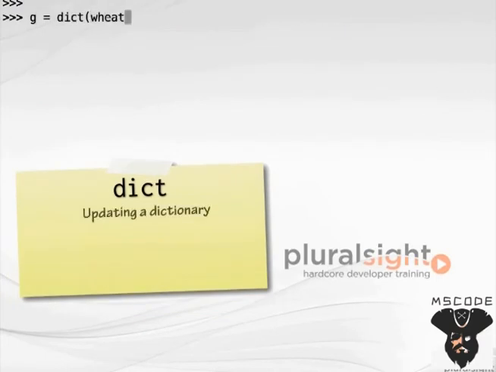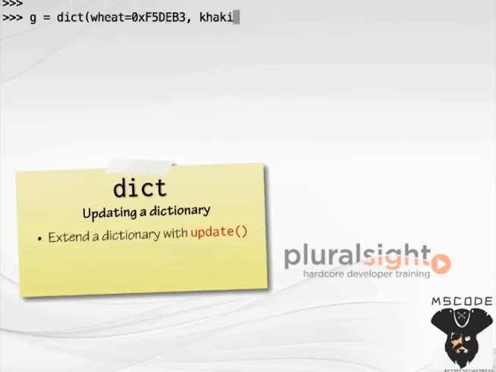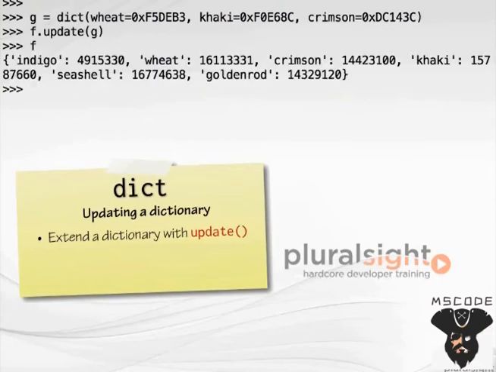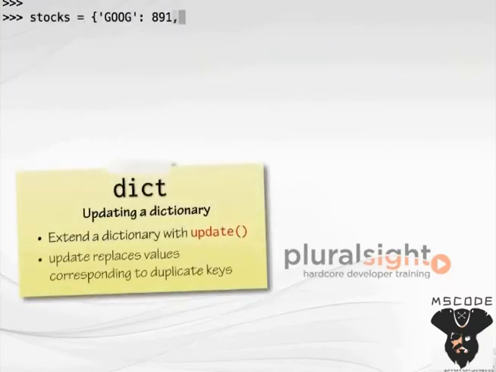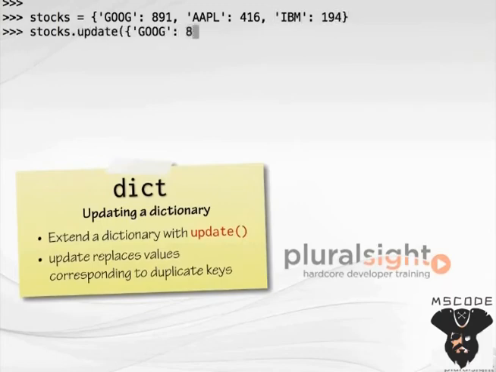If you need to extend a dictionary with definitions from another dictionary, you can use the update method. This is called on the dictionary to be updated and passed the contents of the dictionary which is to be merged in. Here we merge in some additional color codes into our existing dictionary. If the argument to update includes keys which are already present in the target dictionary, the values associated with these keys are replaced in the target by the corresponding values from the source.